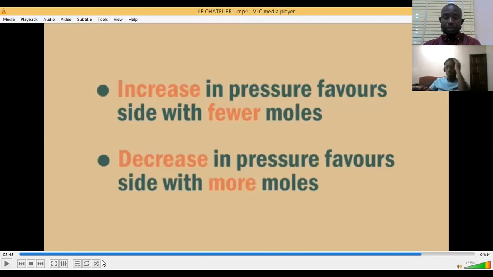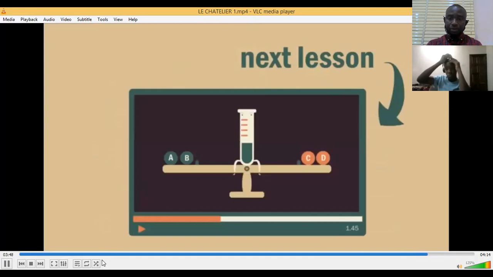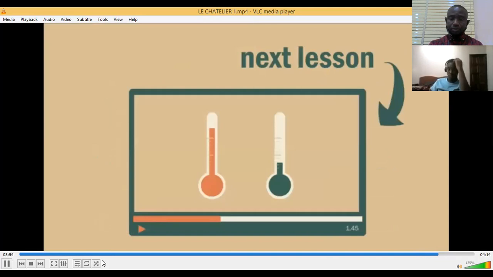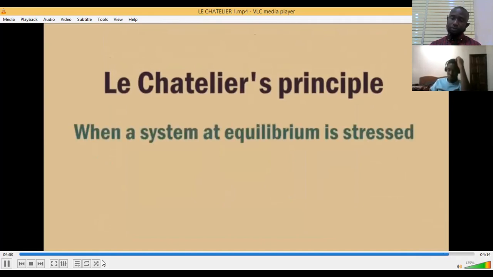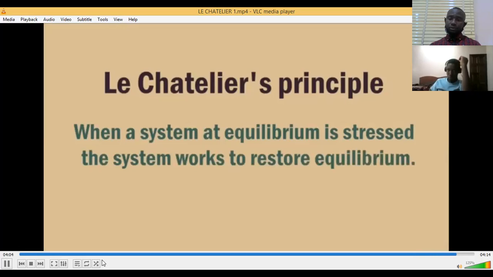Okay. Now let's go to the last one. In our next lesson, you will learn about how a system works to restore equilibrium in response to changes in temperature. In summary, Le Chatelier's principle states that when a system at equilibrium is stressed, the system works to restore equilibrium. Okay, let's see a question.